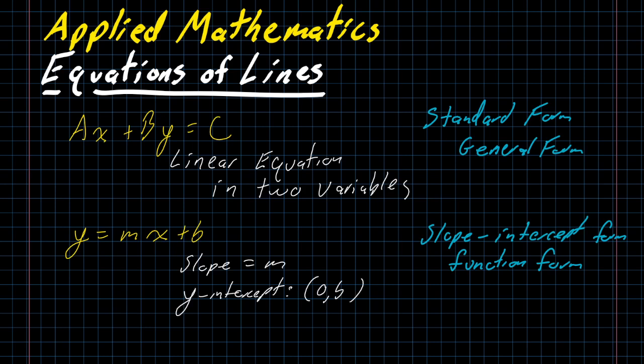And the reason for that name is that the parameters in the equation give you the slope and the intercept. The slope of the line is always going to be m. The y-intercept of the line is always going to be the point 0, b.